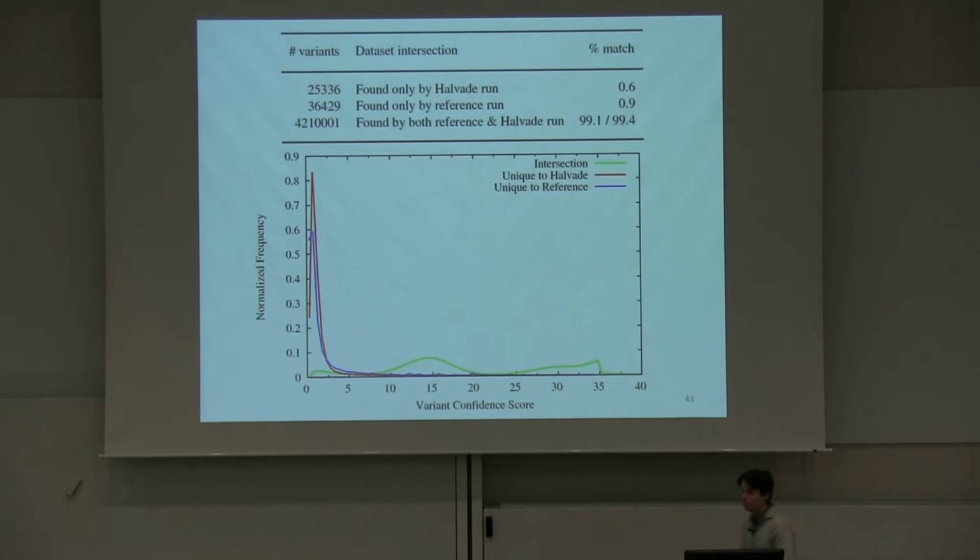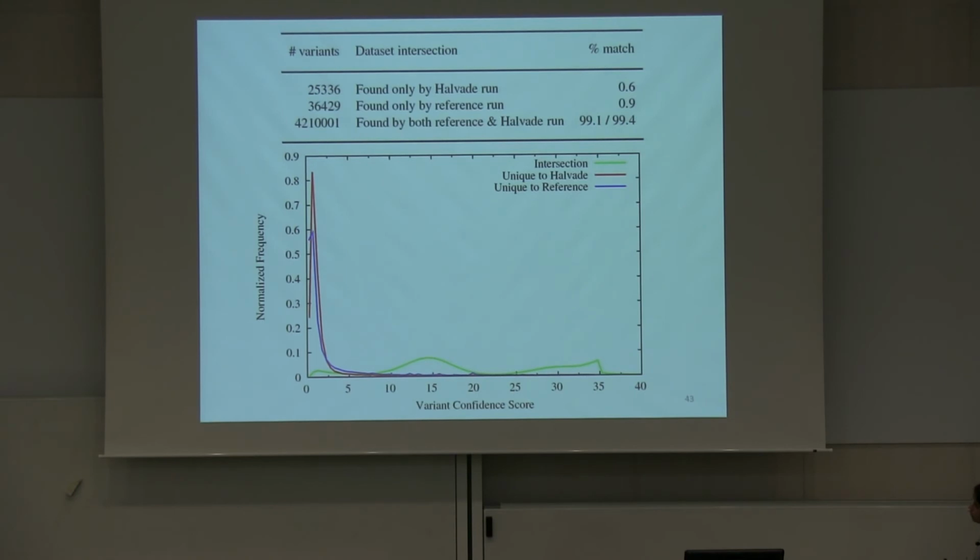We spent quite a lot of time analyzing the variants that we got at the end. We were wondering, are they exactly the same as running the sequential pipeline? And the answer is no, they are not exactly the same. We figured out why this was. If there are differences, this blue line are variants that were only found in the sequential run of the pipeline, and the red line are variants that were only found with the parallel Halvade run of the pipeline.